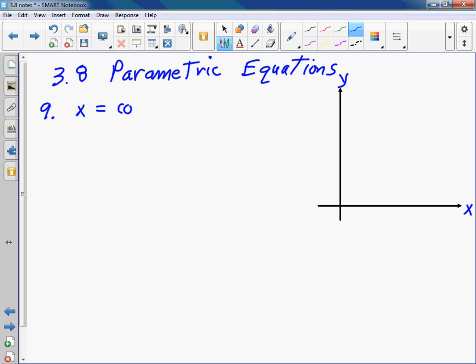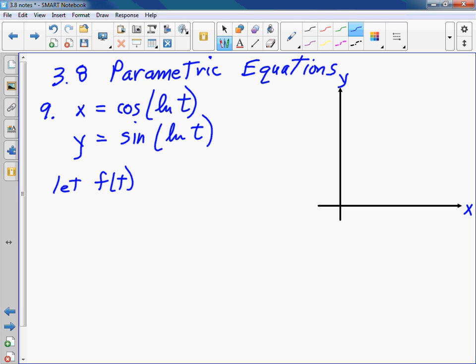X equals cosine of the natural log of t and y equals sine of the natural log of t. And so this is a parametric equation because it has an expression in terms of x, a second expression in terms of y, and the third parameter that is brought in is t. So for this parametrization, let f of t equal the natural log of t.